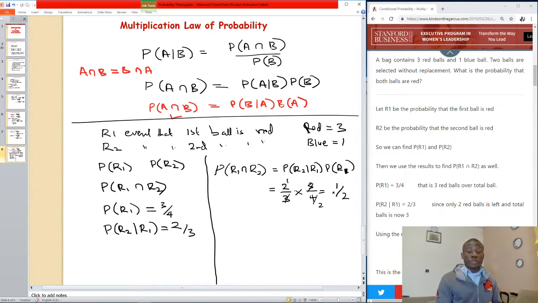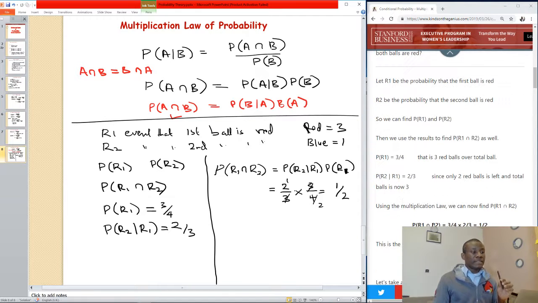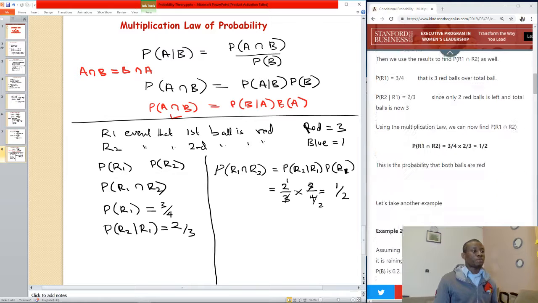So you can see how interesting probability theory can be. Now we apply the multiplication law of probability, and also we apply the law of conditional probability. And we now have probability that both balls are red is given by half, 1 over 2.